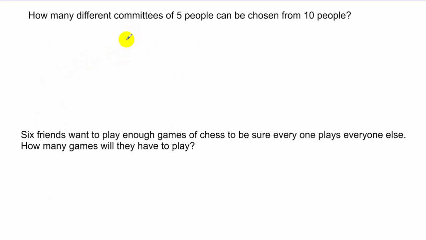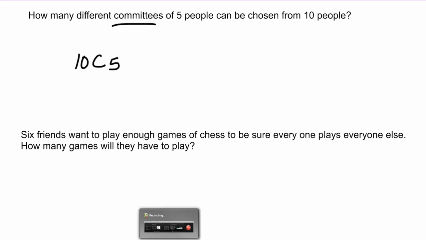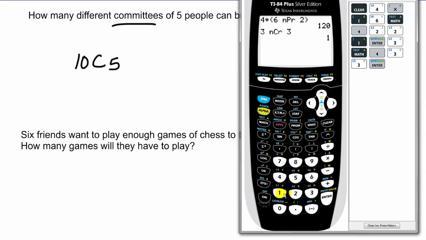How many different committees? Okay, so a committee is a group of people, and as I said before, combinations are more like groups. 5 people can be chosen from 10 people. So this is really from these 10 people, I'm going to choose 5. This is really hard to diagram out, as you can imagine, so I just go ahead and use a calculator for all these combinations. So I say 10, hit my math, probability, hit that 3, and I want to choose 5 people, and I get 252.